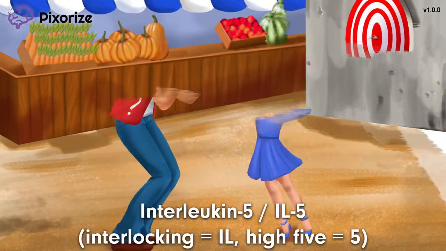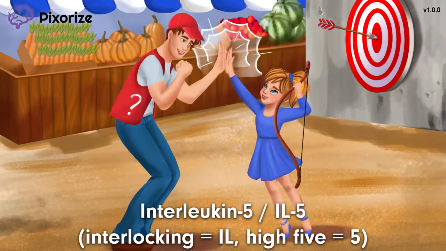Hey, give me 5. Let's take a look at that brother and sister interlocking their hands in a high five. It looks like they're celebrating her bullseye shot at the country fair. Interlocking objects are our recurring symbol for interleukins, a class of signaling molecules used by the immune system. And we're talking about interlocking 5s, which obviously means we're dealing with interleukin-5. Get it? Interlocking high 5s for interleukin-5.